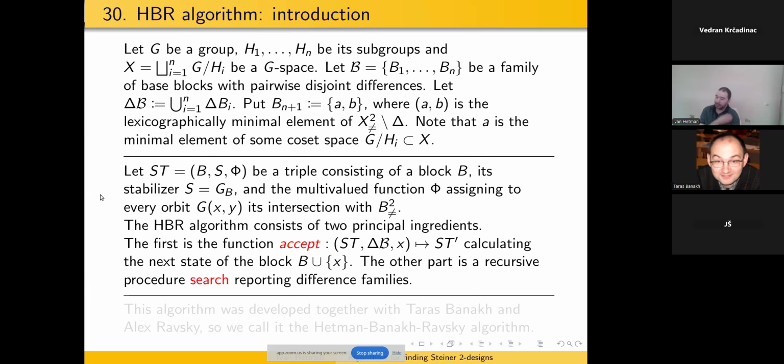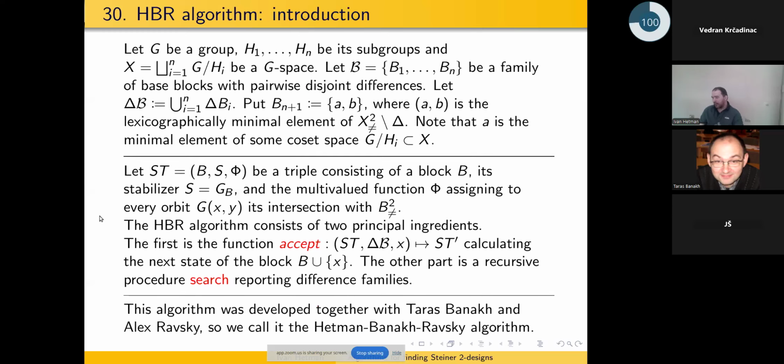And as in the previous algorithm for difference families of the groups, the algorithm consists of two principal ingredients. First is the function accept. Previously it consumed the state and the element X, and now it also consumes a difference of the current difference family. It is needed to calculate the next state of the block. The other part is a recursive procedure search that reports difference families. As I told, this algorithm was developed together with Taras Banakh and Alex Ravsky, and now we call it the Hetman-Banakh-Ravsky algorithm.